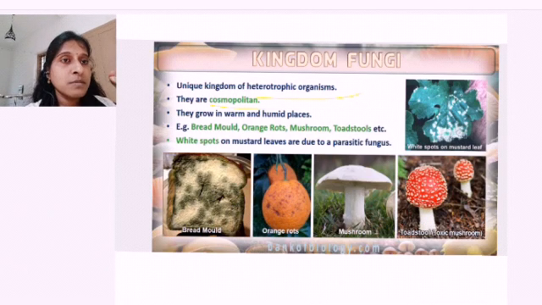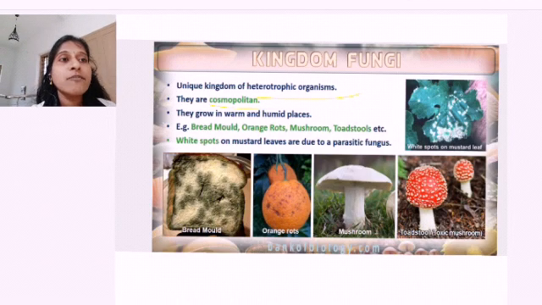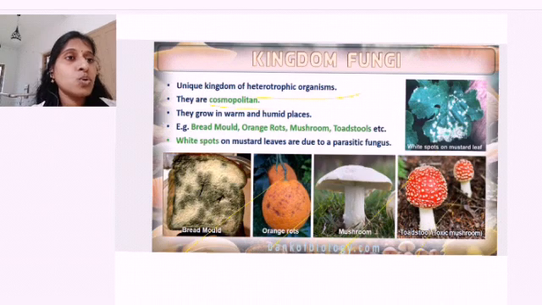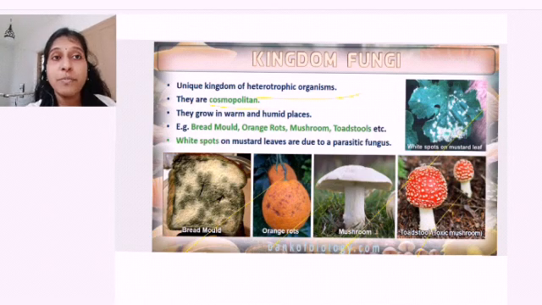White spots on mustard leaves are due to a parasitic fungus. In the diagram you can see the bread mold, a fungus growing on the bread. Orange rot, mushroom is a fungus, toadstool is a fungus, and the white spots growing on the mustard leaf are a fungus. So these are all examples of fungi growing on different substrata, different places.